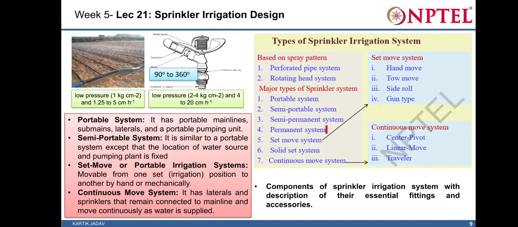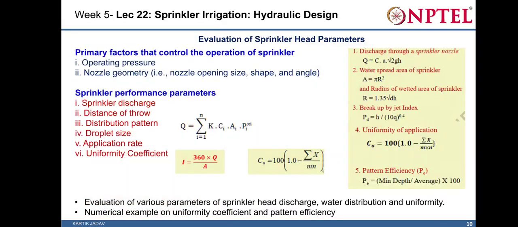Now we also talk about the components of a sprinkler irrigation system. There are various components starting from the pumping unit, then we have the main line, sub main line, various kinds of filtration systems, then a fertigation system. Combining all this, we can design a sprinkler irrigation system. Now let's focus on the hydraulic design part of the sprinkler irrigation system. The primary factors that control the operation of a sprinkler are operating pressure and nozzle geometry.